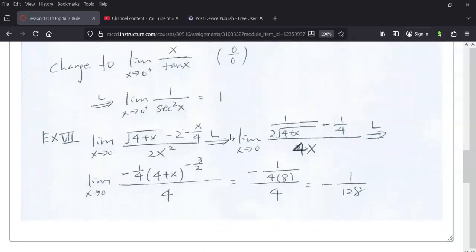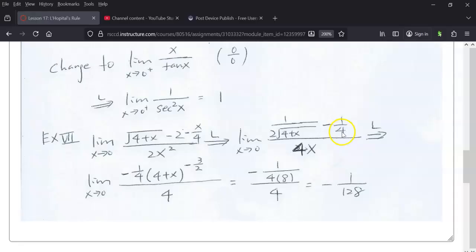Okay, now we're looking at this last example here. Again, if you go ahead and plug in 0, you're going to get 0 over 0. So we're going to take the derivative. When you take the derivative, the numerator is 1 over 2 times the square root of 4 plus x minus 1/4, and the denominator is 4x. Now the problem is if you plug in 0, you still get 0 over 0. But since it's still a 0 over 0, you can apply L'Hopital a second time.